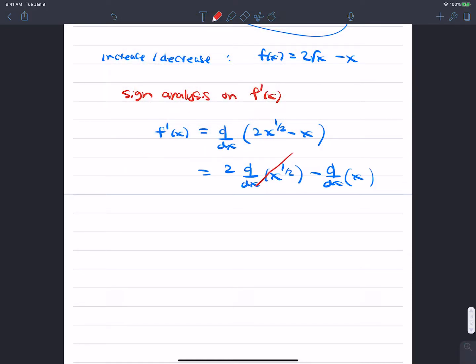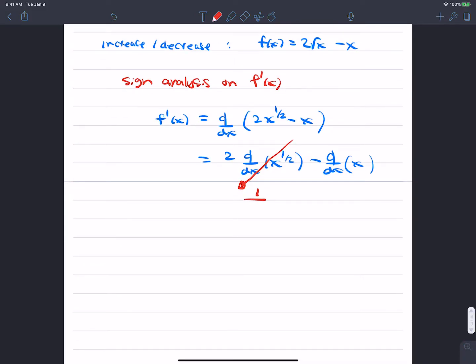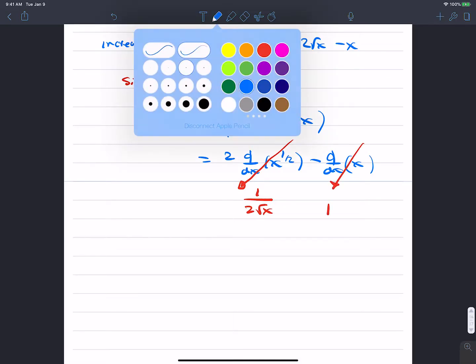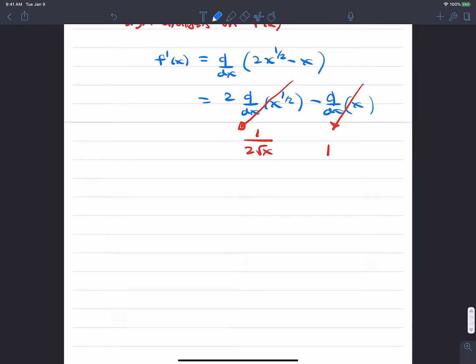Remember I said know this derivative? It shows up a lot. Right? What's this? Isn't that 1 over 2 square root of x? This derivative is what? 1. So what we'll get here is going to be 2 times 1 over 2 square root of x minus 1. Your 2's cancel. Get 1 over the square root of x minus 1.